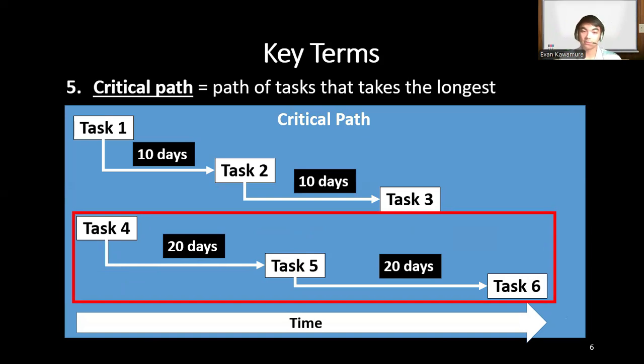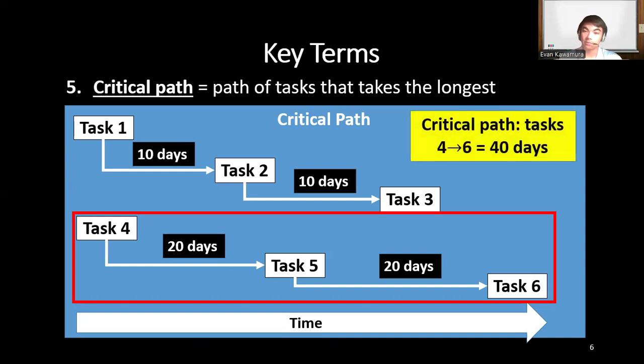These three tasks are going to take a total of 40 days to complete, while tasks 1, 2, and 3 will only take 20 days. So you'll be done with tasks 1, 2, and 3 around the same time task 5 starts. The critical path here in this case is tasks 4, 5, and 6, 40 days, assuming that task 1 and 4 can start at the same time. That's why they're on the far left there.